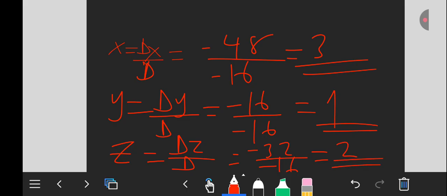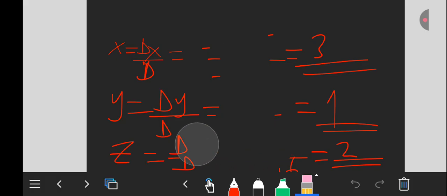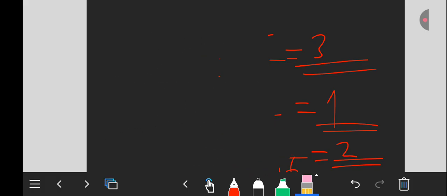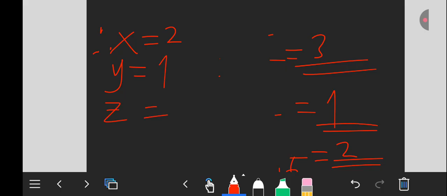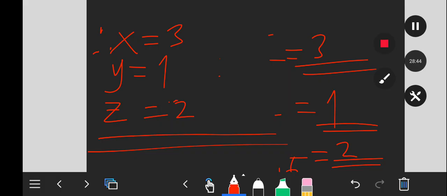So we can now conclude, therefore, x is equal to 3, y is equal to 1, and z is equal to 2. So these are the values. This is how you get to solve the equation by using Cramer's method of 3 by 3 matrix.